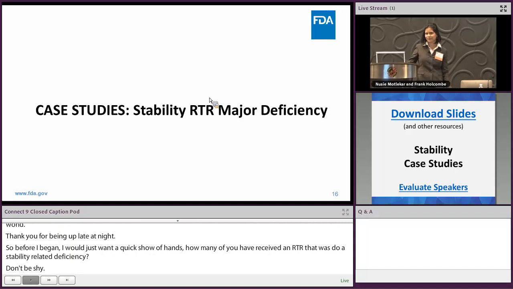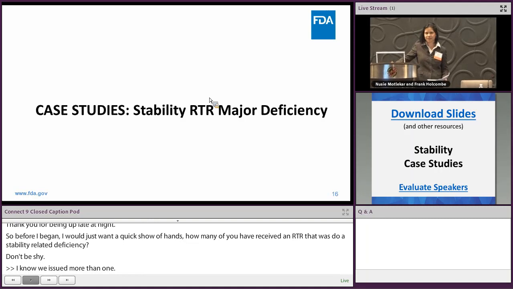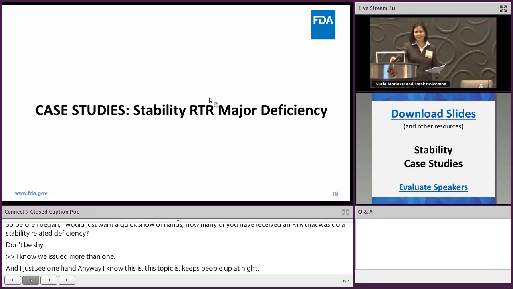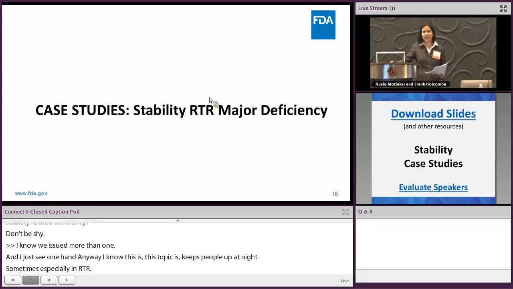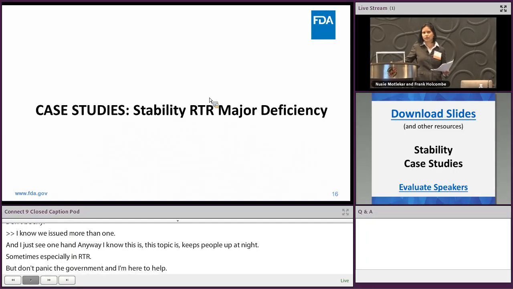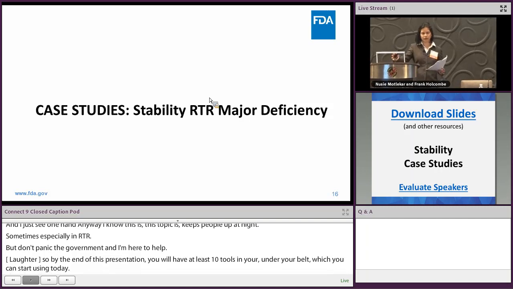So anyway, I know this topic keeps people up at night sometimes, receiving an RTR. But don't panic. I'm from the government, and I'm here to help. So by the end of this presentation, you will have at least 10 tools under your belt, which you can start using today. These 10 tips will hopefully help avoid RTRs related to stability deficiencies in the future. Okay, so just follow along.